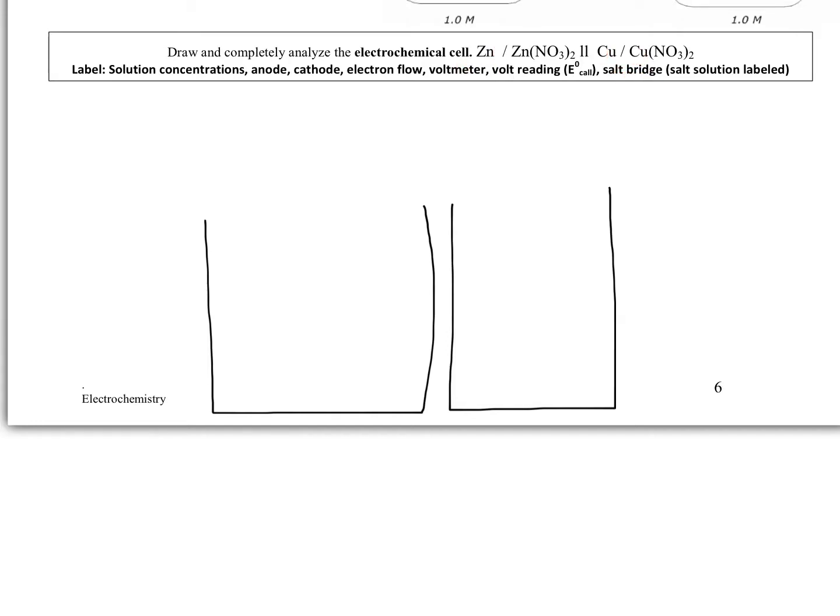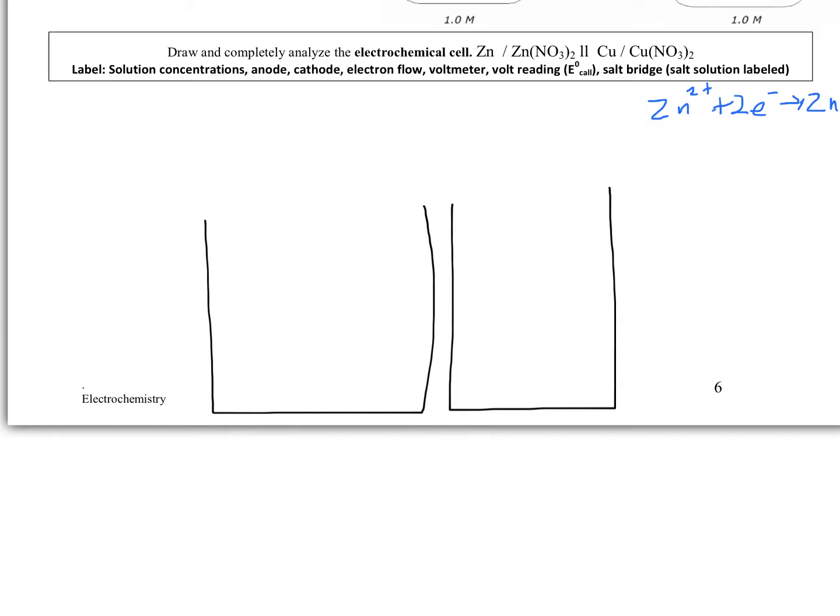So to figure out which one is being reduced and which one's being oxidized, so which one is our anode and which one is our cathode, we need to write out the reduction equations for both of these and look at our table. So for zinc to be reduced, it must be going from the zinc ion to zinc solid, because that way would be a reduction in charge. So Zn2+ plus 2 electrons becoming Zn.